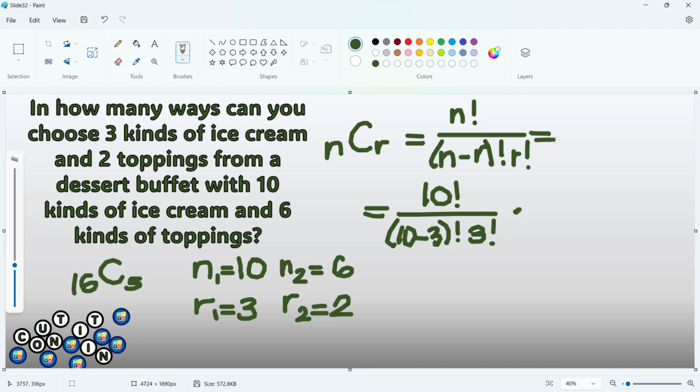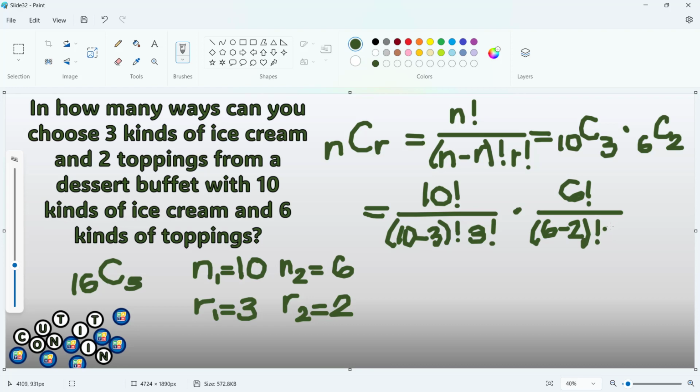You should have this expression: 10 taken 3 for your ice cream times 6 taken 2, or combination 2, for your toppings. This is your 10 combination 3. For your 6 combination 2, you have 6 factorial divided by 6 minus 2 factorial times 2 factorial. So our first combination here is just 10 factorial over 7 factorial, that's 10 minus 3, times 3 factorial. You would know that your process is there.